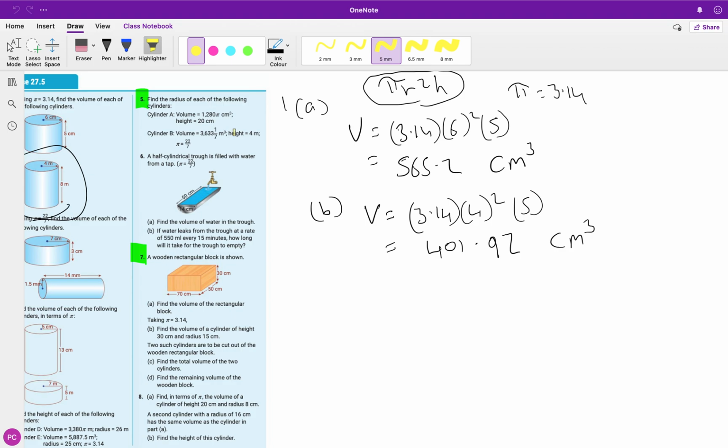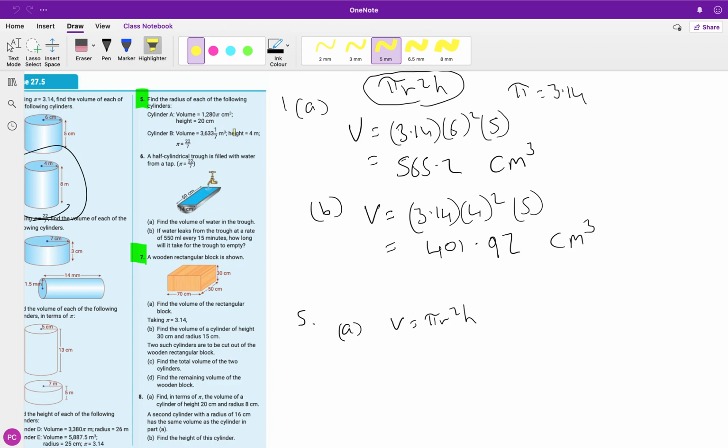Moving on then. That was just using the formula. Most of these questions are just using the formula, to be honest with you. To question 5. So it was 1, 5, 7, and 9, wasn't it? Question number 5 is there in the center of your screen. Find the radius of each of the following cylinders. They're giving us the volume and the height. We have cylinder A and cylinder B, so we'll do part A and part B. This time, our volume, same formula, is pi r squared h.